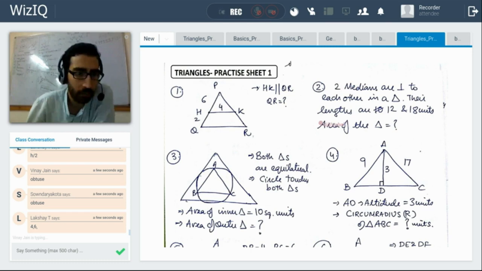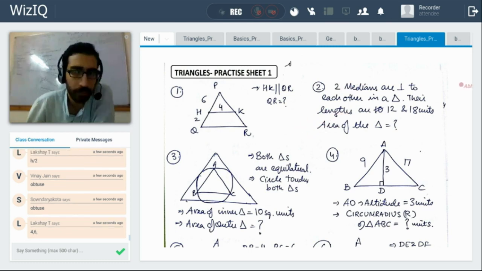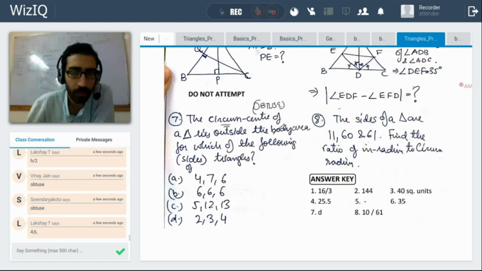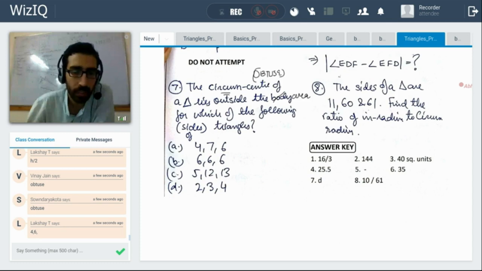I'm surprised none of you said, yeah, so 4, 7, 6, and also 2, 3, 4, 7, 6. No, it will be 2, 3, 4. Lakshay, for question 7, the answer is option D, not option A.